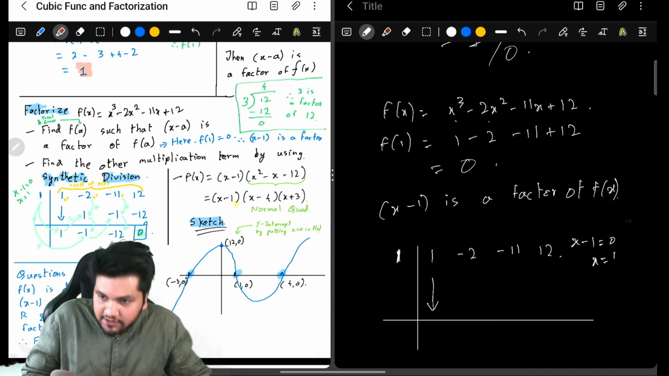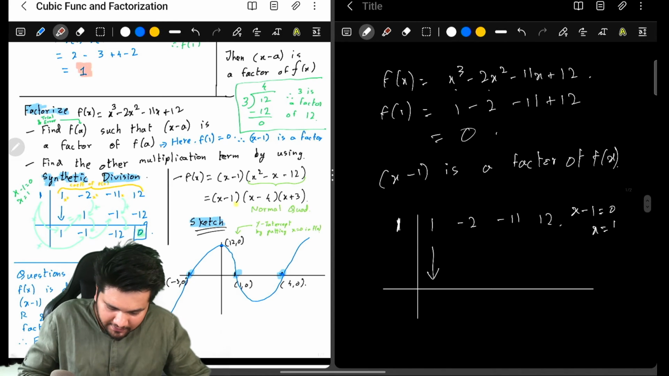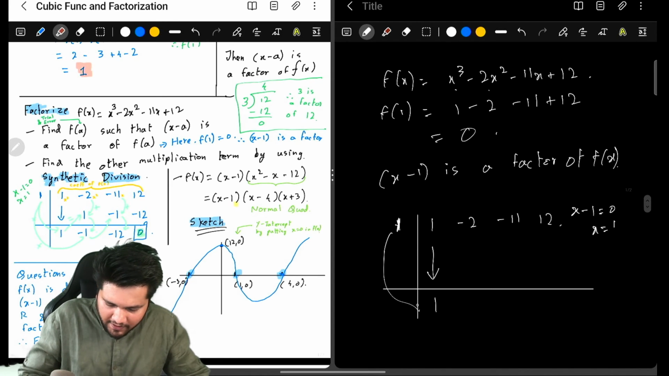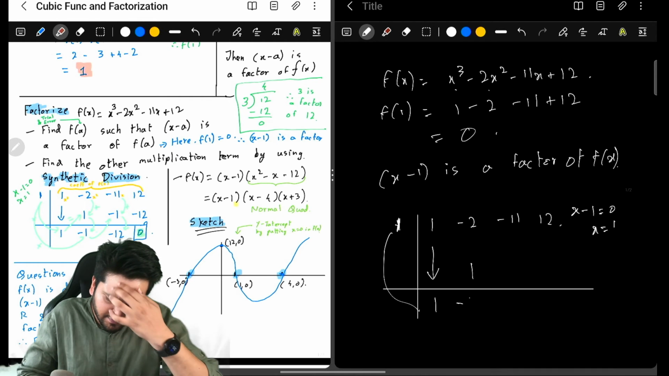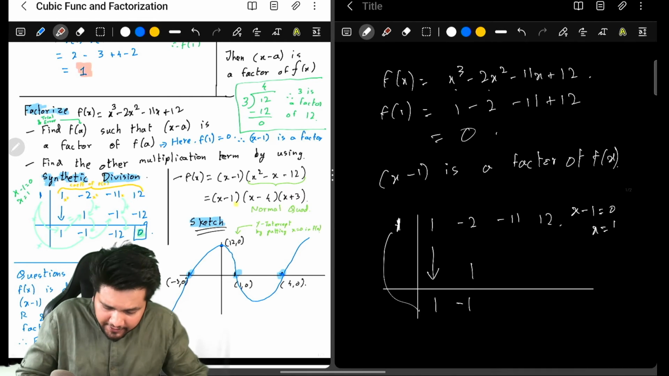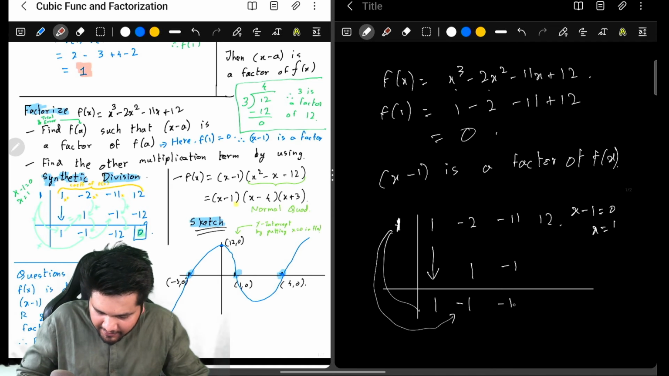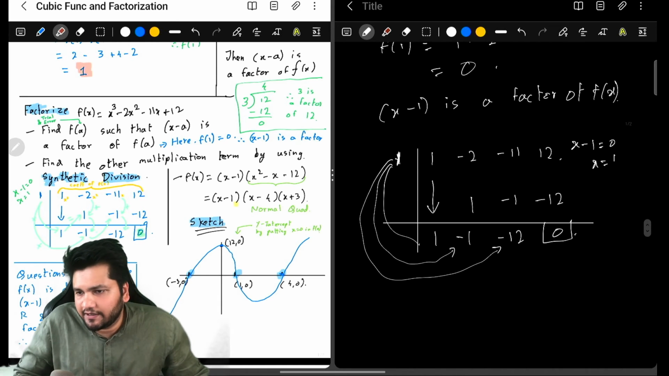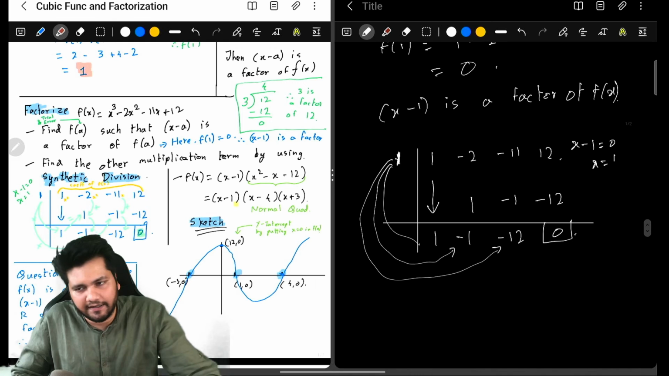Now I'll pull down the first value, this 1. So 1 into 1 will give me 1. Minus 2 plus 1 will give me minus 1. And I'm going to continue this procedure. So 1 into minus 1 will give me minus 1. I'm going to add it, I'll get minus 12. Then again 1 into minus 12 will give me minus 12. Again I'm going to add it and I'm going to get 0. The moment I got 0, obviously, since it's a factor, I'll get 0.